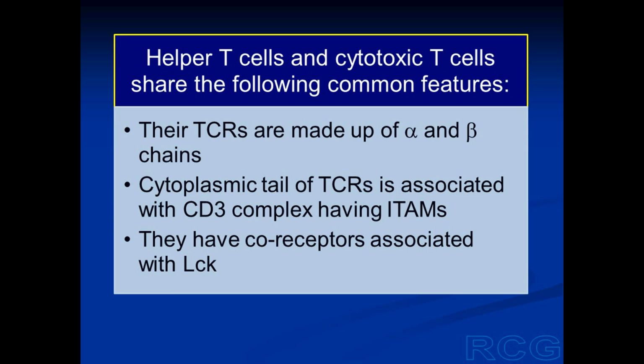The T cell receptors are made up of alpha chain and beta chain. The cytoplasmic tail of T cell receptors is associated with the same CD3 complex having ITAMs. Both the cells, helper T cells and cytotoxic T cells, possess co-receptors, and this co-receptor is associated with LCK. The cytoplasmic portion of the co-receptor is associated with LCK.